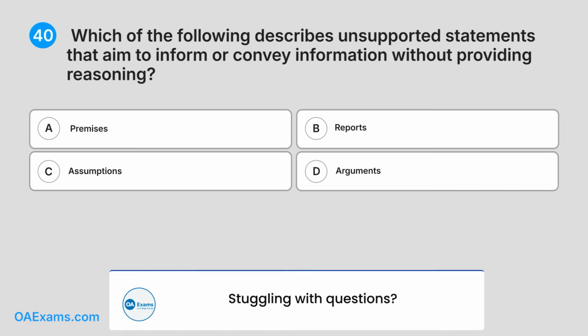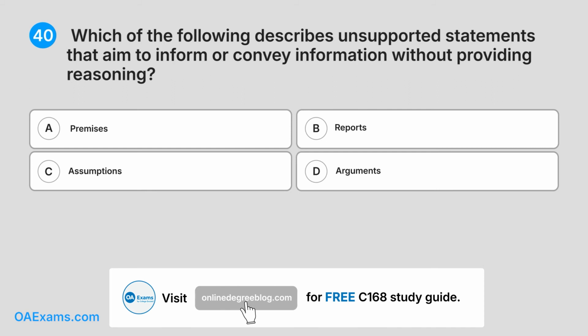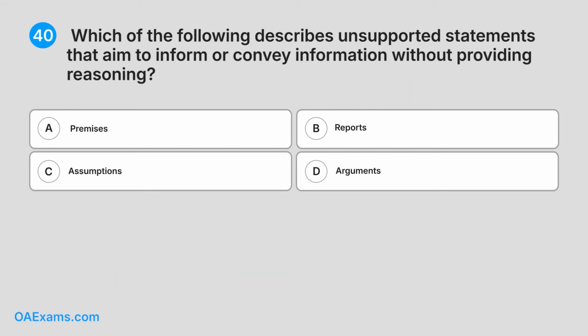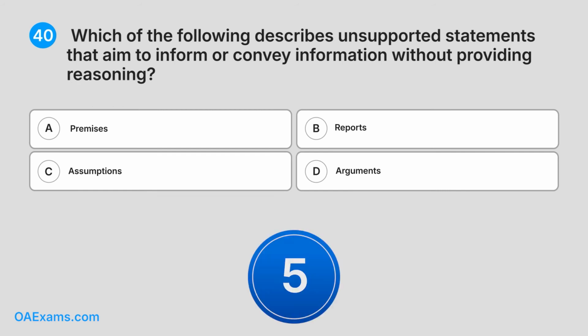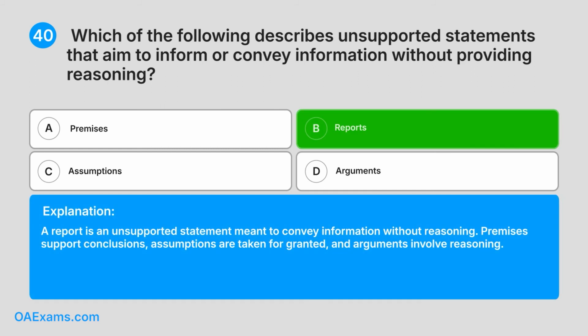40. Which of the following describes unsupported statements that aim to inform or convey information without providing reasoning? A. Premises. B. Reports. C. Assumptions. D. Arguments. What do you think is the answer? Correct answer. B. Reports. Explanation. A report is an unsupported statement meant to convey information without reasoning. Premises support conclusions, assumptions are taken for granted, and arguments involve reasoning.